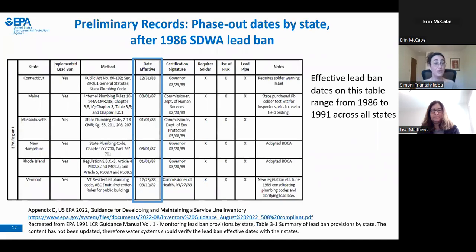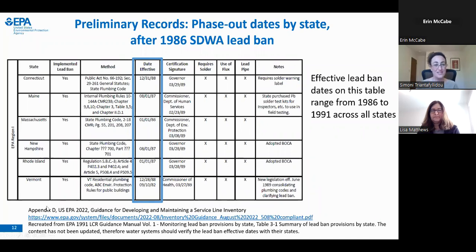Starting with preliminary records review, these are basically the phase out dates by state after the 1986 Safe Drinking Water Act lead ban. So this is just a part of a table that I copied from Appendix D of US EPA's guidance for developing and maintaining a service line inventory, showing the dates effective of the ban for every single state. So you see that column highlighted right here.